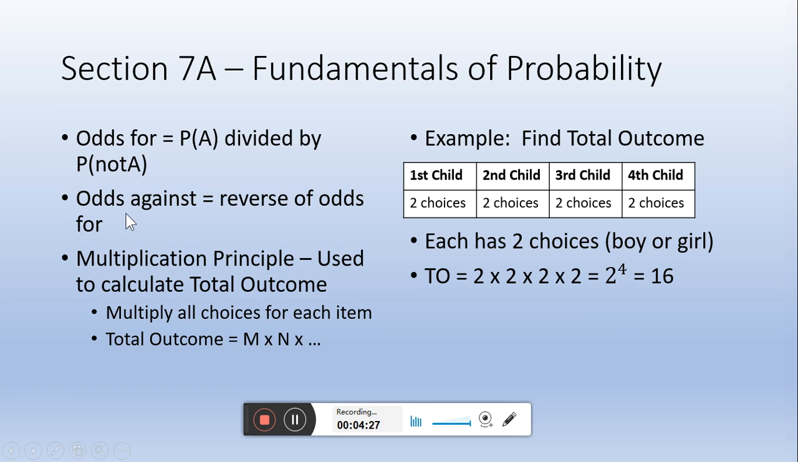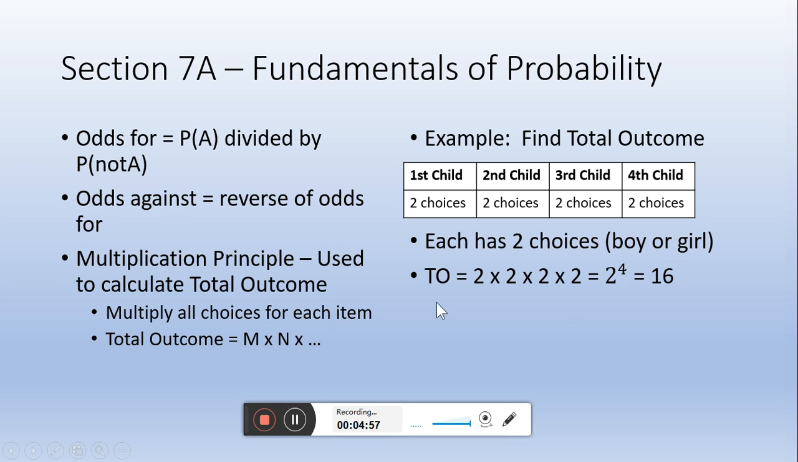Odds for and odds against. So odds for is basically P of A divided by P not of A. So you need both probabilities in order to calculate odds for. Odds against is just the reverse of odds for. So basically once you figure out odds for, you just reverse your ratio to get the odds against. And then the multiplication principle is used to calculate the total outcome. What you basically do is multiply all choices for each item.